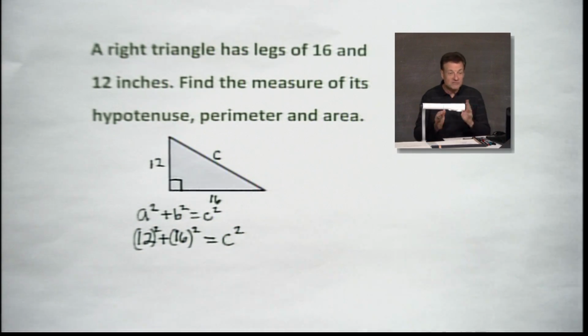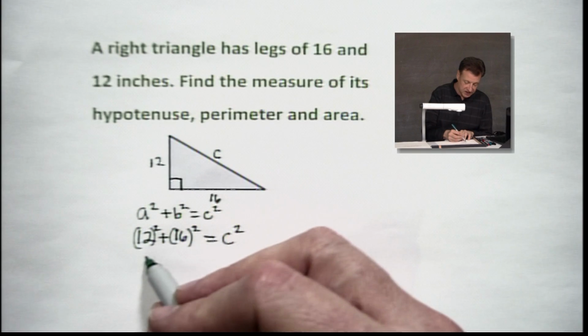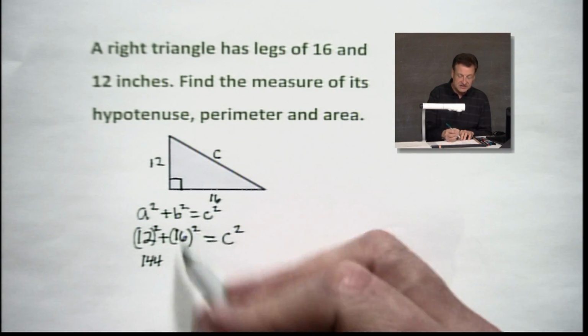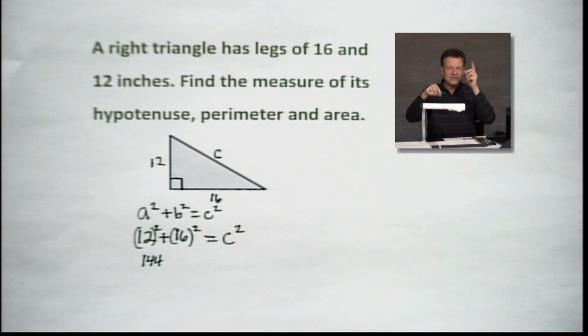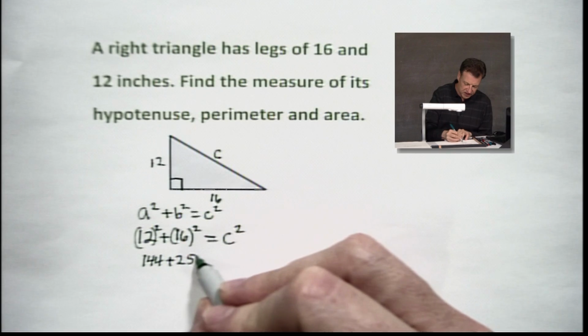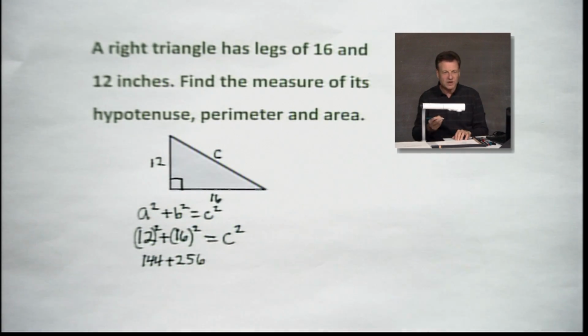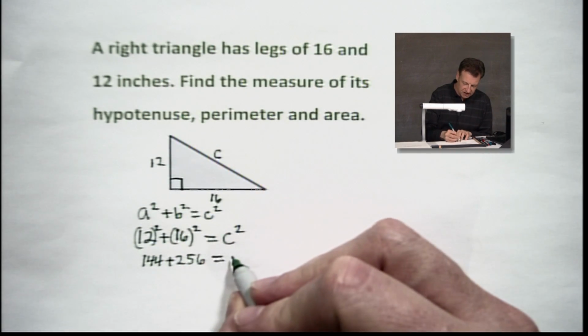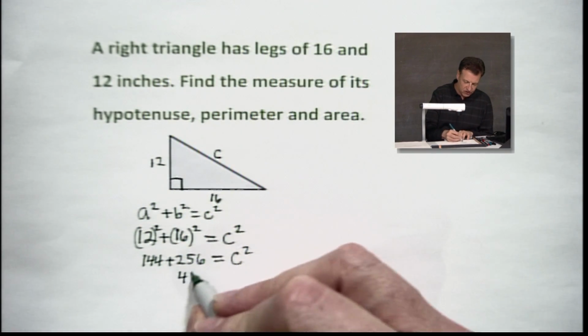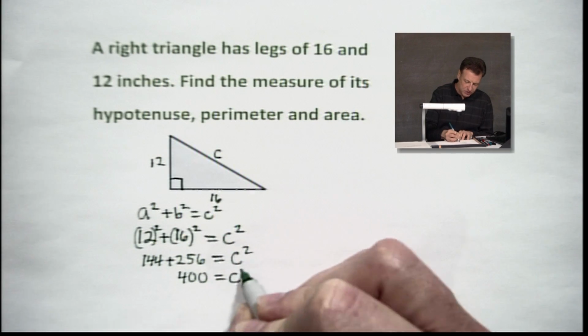Let's see. 12 times 12 is going to give us 144. The 16 squared is 256. It's nice to know these, at least up through 20 squared. That equals c squared. We don't know what c is, so we just leave it there. But what we are going to do is add 144 and 256 together. It's going to pop out 400, right there it is. And that's what c squared equals.